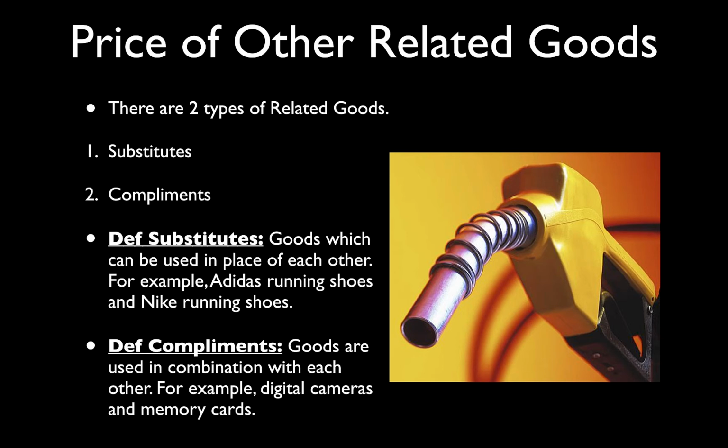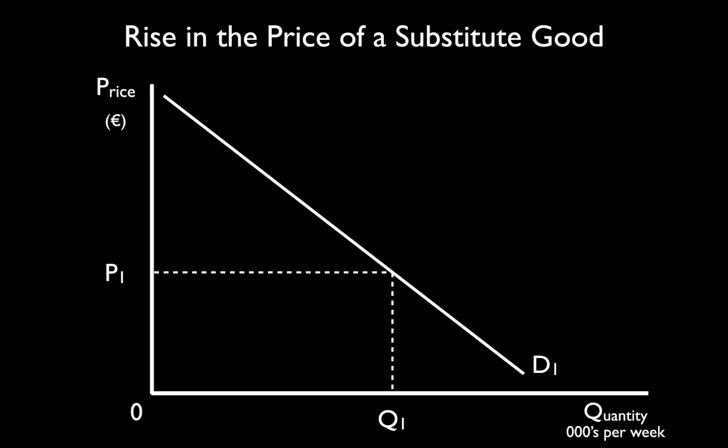Now, all I'm going to do is just give examples. I'm not going to say which causes what and why. I'm going to show by means of a diagram. Substitute goods are goods that can be used in place of each other, right? So this here is the demand for Nike running shoes. And there has been a rise in the price of a substitute good, and that substitute good is Adidas.